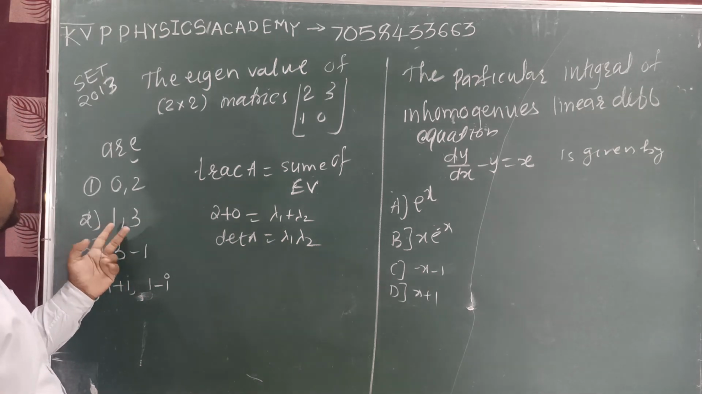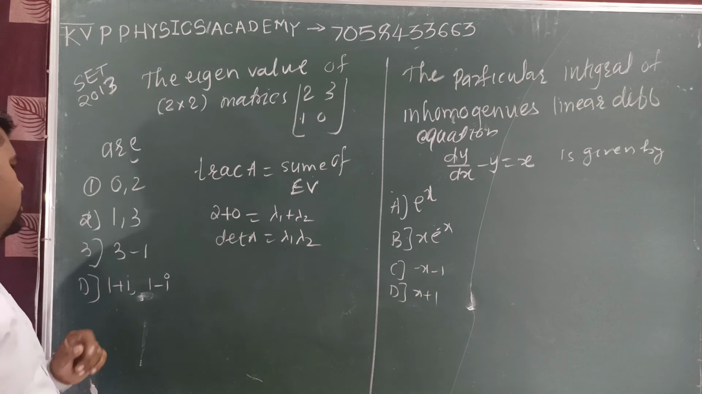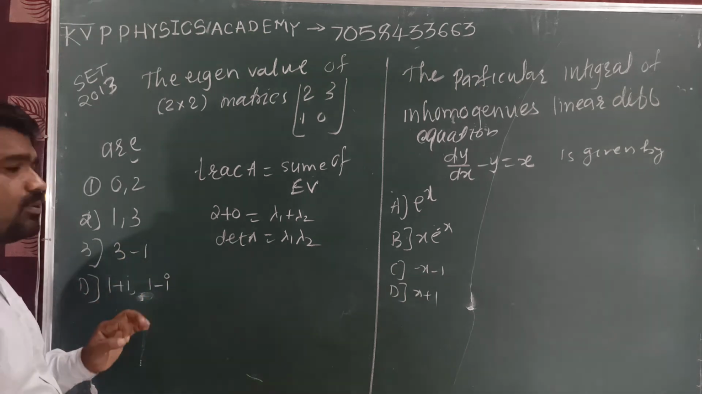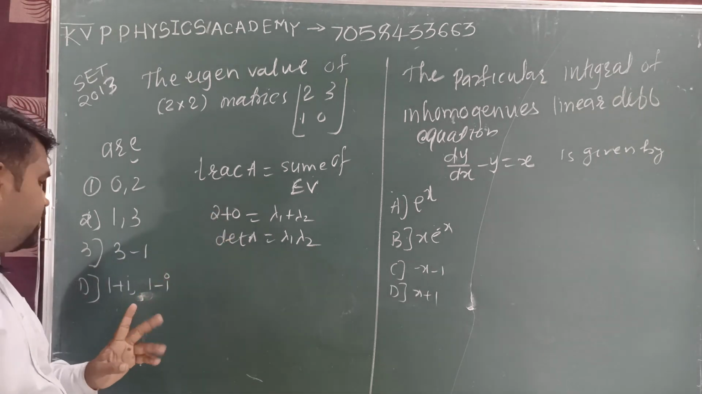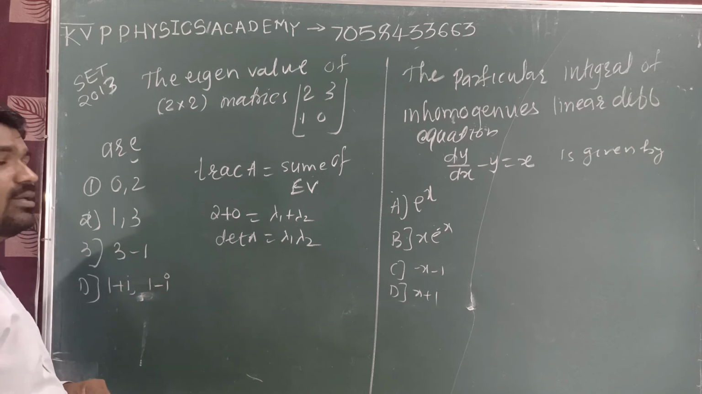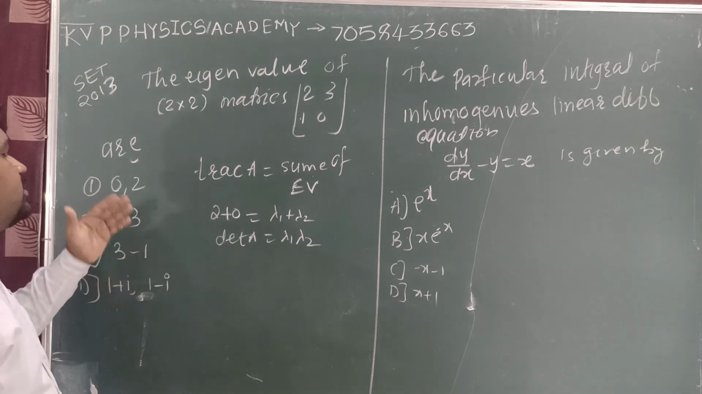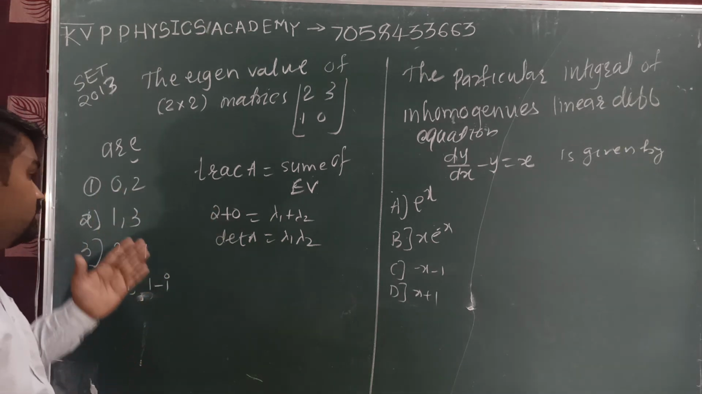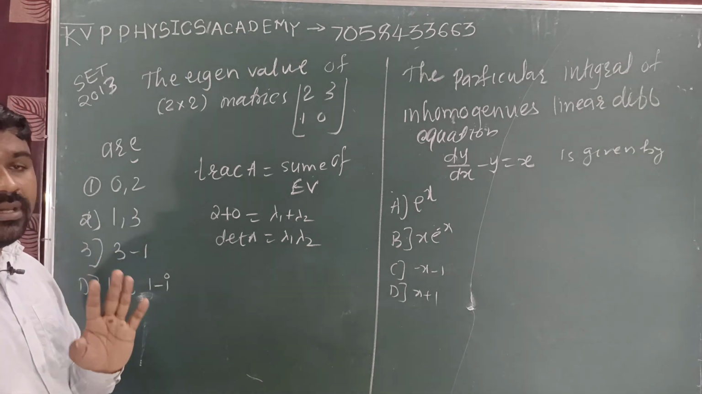Next, 1 plus 3. This option is not correct because the addition is wrong. Next, 3 minus 1 is 2. Means here also the trace of the matrix is equal to 2, so the sum of eigenvalues condition is satisfied. Next here, 1 plus i, 1 minus i. Plus i and minus i get cancelled. Here also the trace becomes 2. Yes or no? Means three options satisfy the first condition. Then which of the following options is the correct one? No one yet, because three options are correct.